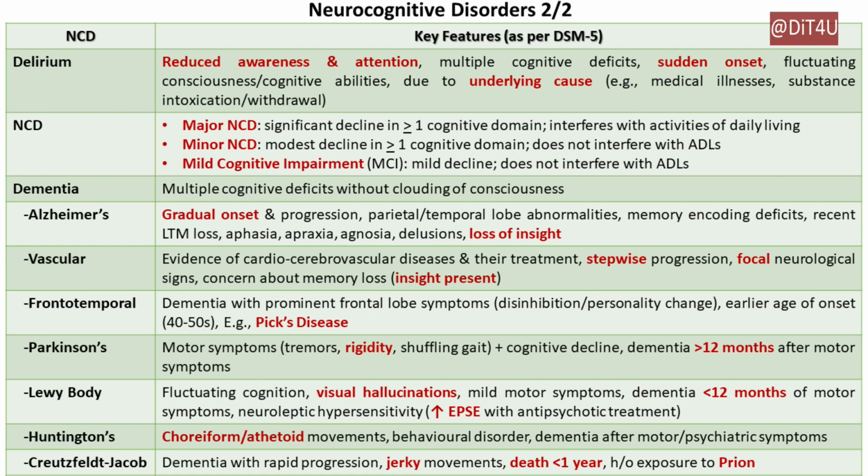Then you have Creutzfeldt-Jakob disease, a dementia with rapid progression, characterized by jerky movements, not dance-like movements, don't get confused. Writhing or dance-like movements are part of Huntington's disease. Jerky movements are part of CJD, okay? And with rapid progression, prognosis is very poor, death occurs within 1 year. Usually there is a history of exposure to prion, which is a non-living proteinaceous substance that can be transmitted from person to person, through infected meat. Once it enters, it behaves like a living organism, like a virus, and causes CJD. CJD is an example of a prion disease.